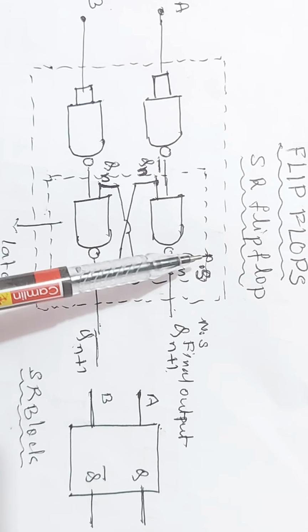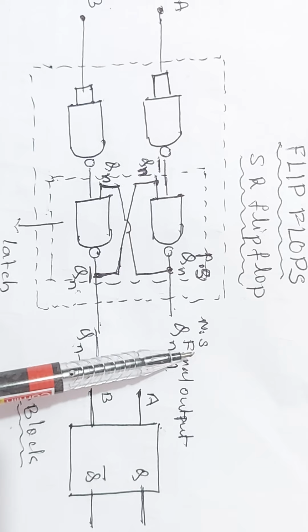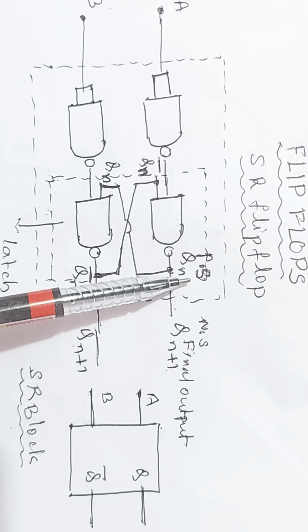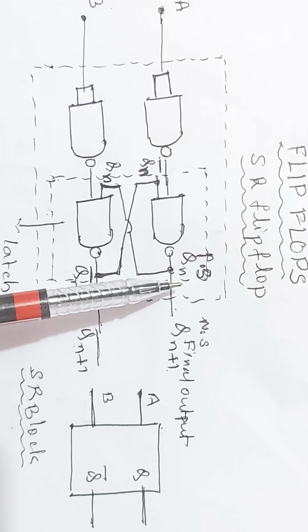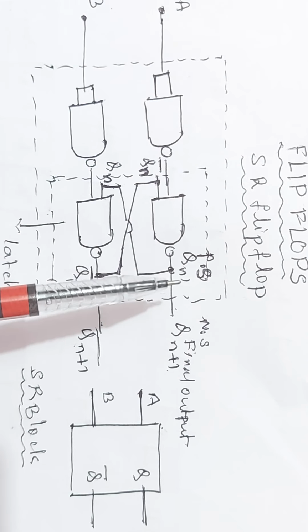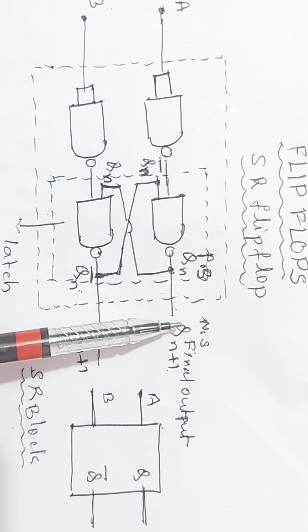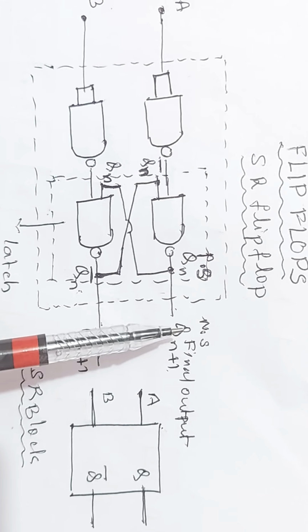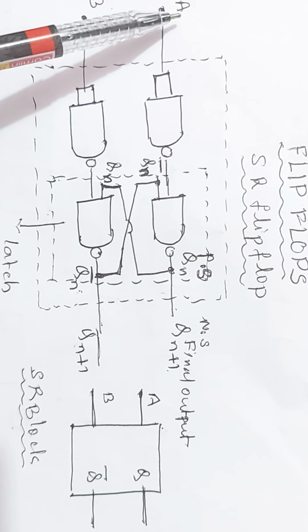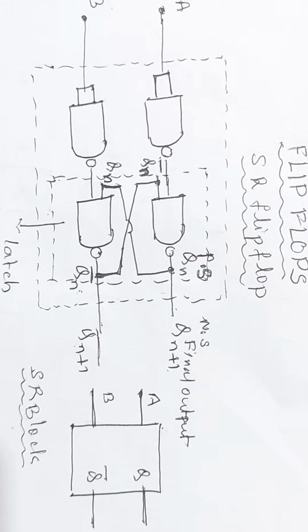So the difference between previous state and next state outputs is, the previous state outputs are the outputs of the flip-flop when no inputs are applied. And the outputs of the flip-flop are said to be next state or final state when the inputs are applied.